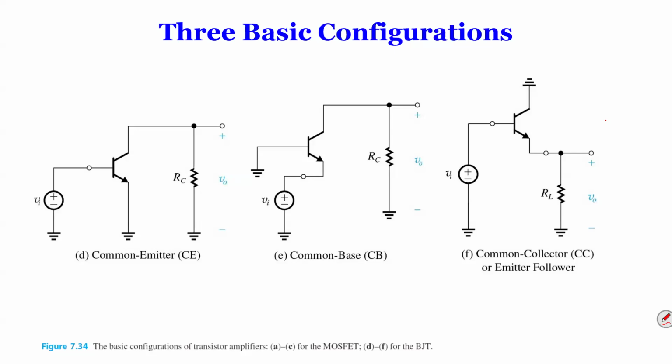And in the middle, we have common base, because the base is grounded and the input is at the emitter. So the base is grounded, and they share the common ground. And in the last one, we have common collector, or emitter follower. What that means is that the collector is grounded, so the input and the collector share the common ground. That's why we call it a common collector. And in the future, you will understand that this is also called emitter follower.